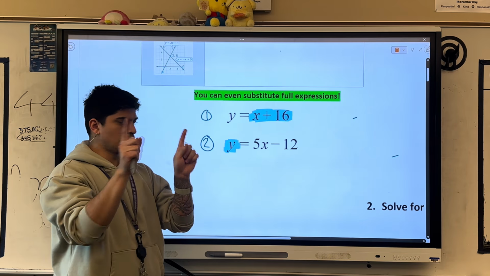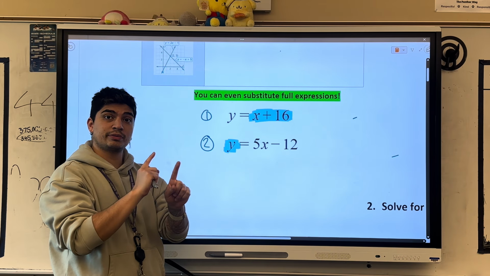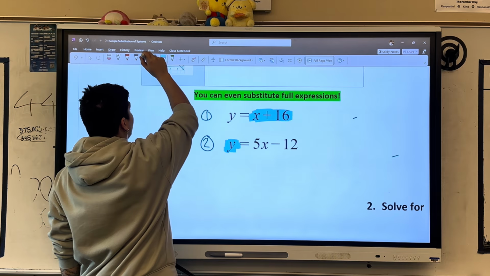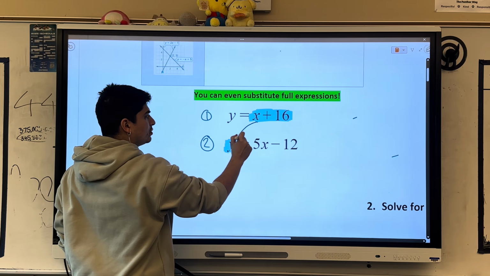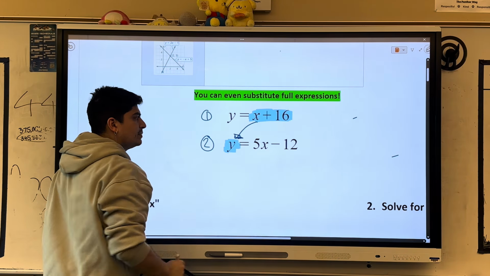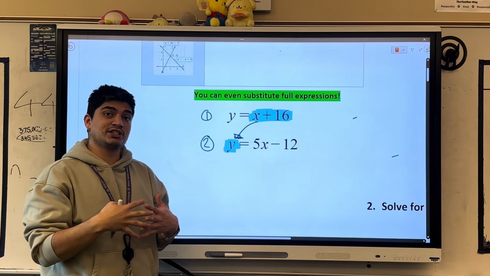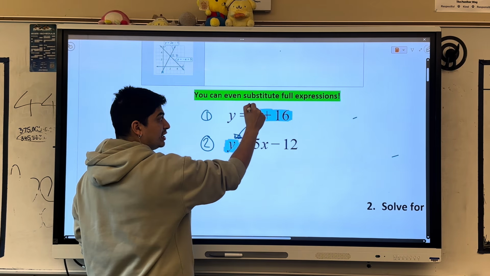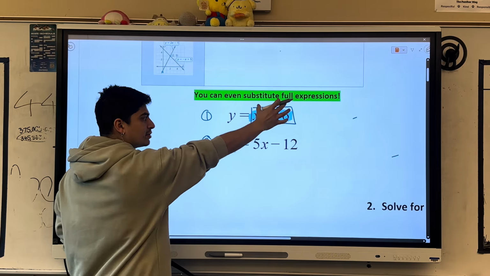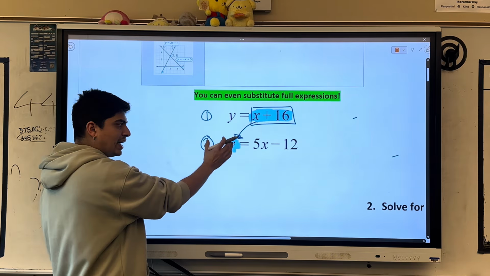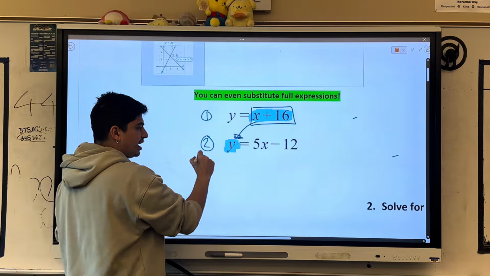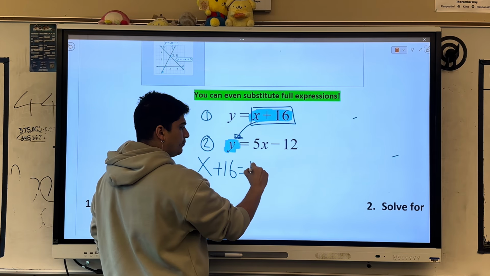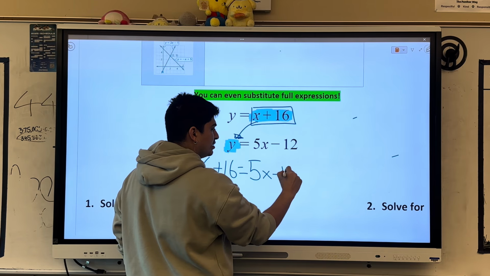So you can substitute or switch them in. You're saying y is this, so you can put what I just highlighted right there, because this is a system of equations. These equations can interact with each other. So what do I mean by substituting? I am quite literally going to take this right here and place it right where this y was. So I'm going to write x plus 16 is equal to 5x minus 12.